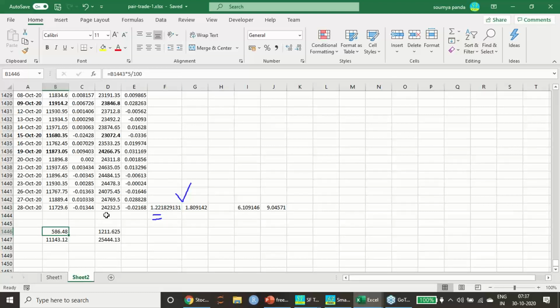So what I'm going to do, the instrument which is having a higher beta or a higher value, that instrument I am going to buy. The instrument which is having the lower beta, I am going to sell. Means my Nifty will be in the selling component and Bank Nifty will be the buying component.